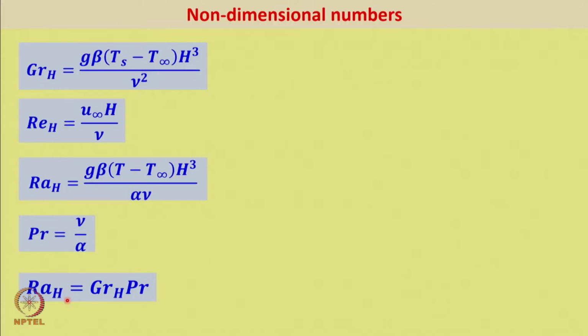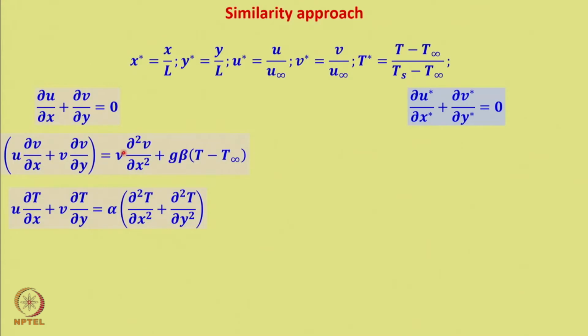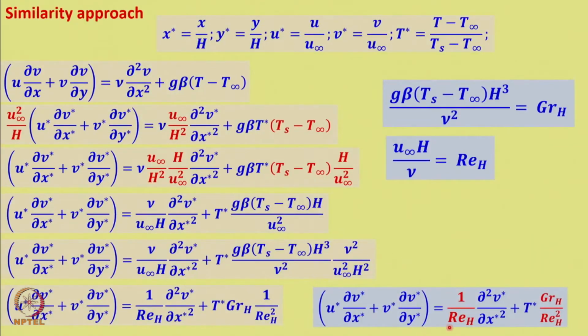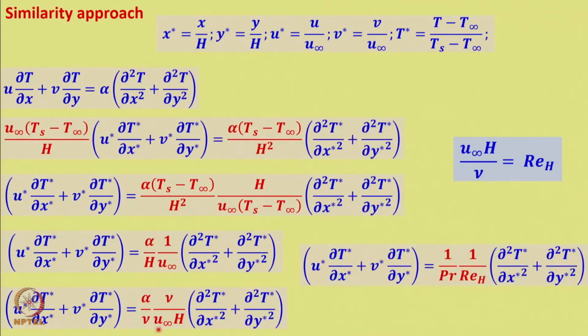Hello everyone. In the previous module, we just started off with the dimensional similarity. Let us just take a quick look. So we just said that these are the non-dimensional numbers and we non-dimensionalized the continuity, momentum and the energy equation. Continuity led to no non-dimensional number. The momentum equation gave us Reynolds number and Gr by Re squared. And the energy equation gave us 1 by Prandtl number and 1 by Re.